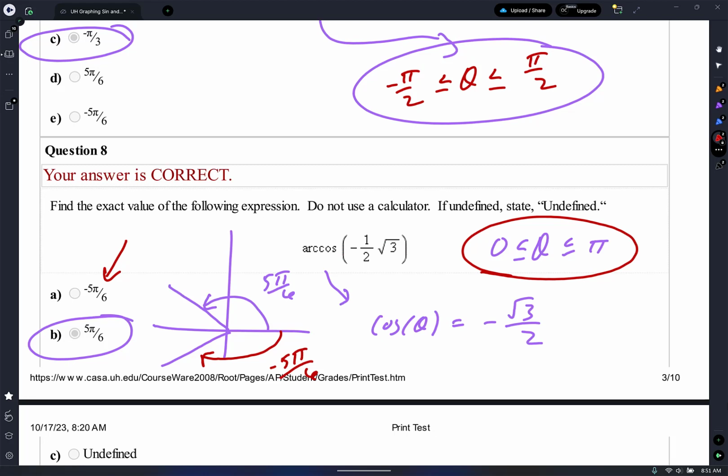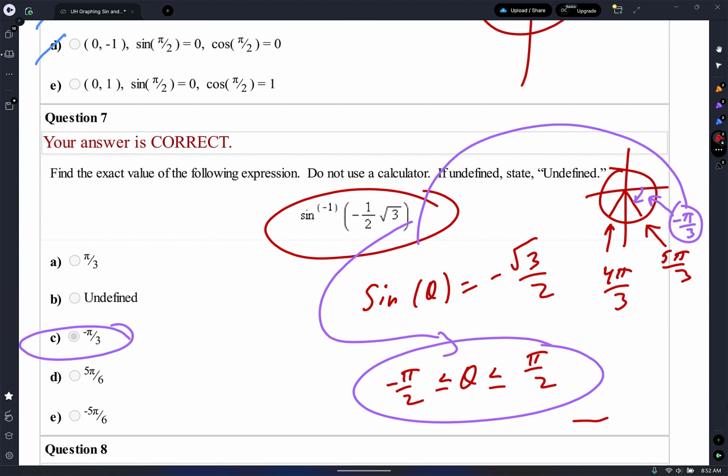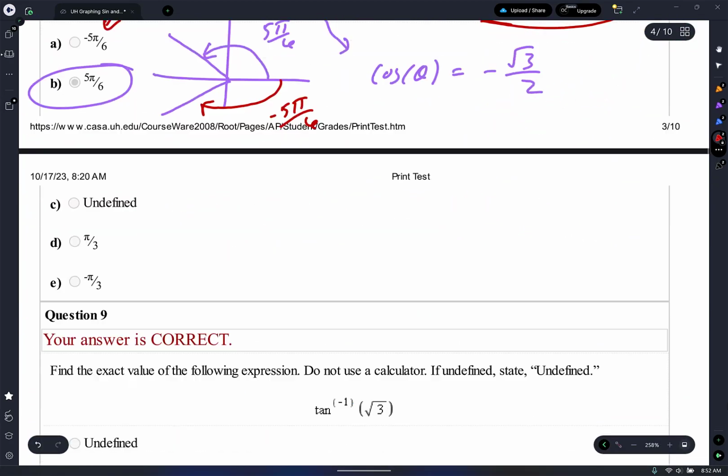Cool or not cool? So if it's arc cosine, I'm looking between what and what? And if it's arc sine, I'm looking between what and what? Negative pi over 2 and pi over 2. So make sure you have those notes there because they're probably going to try and trick you in some of them.